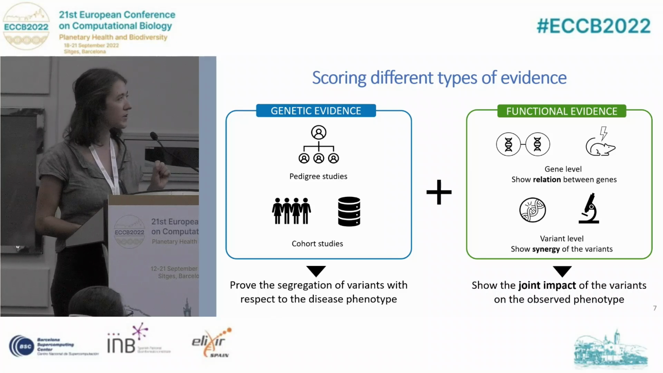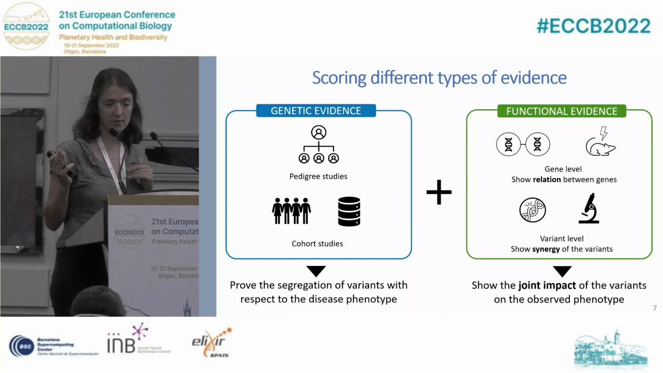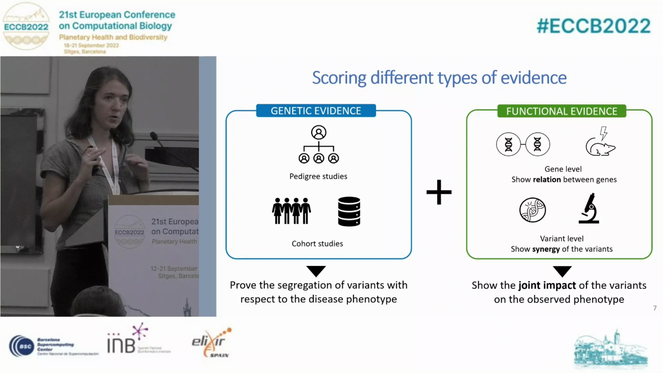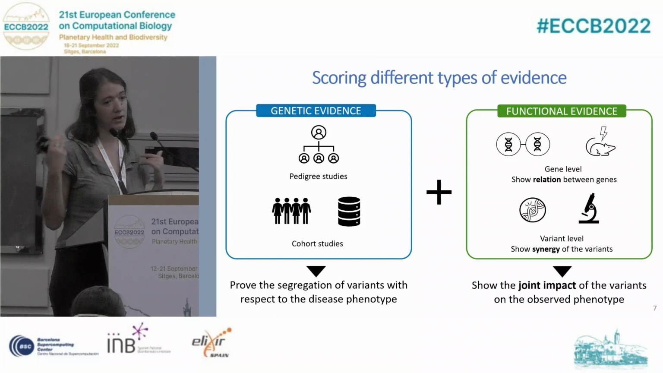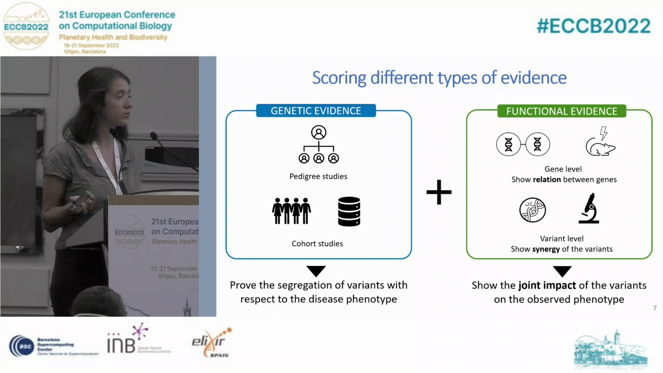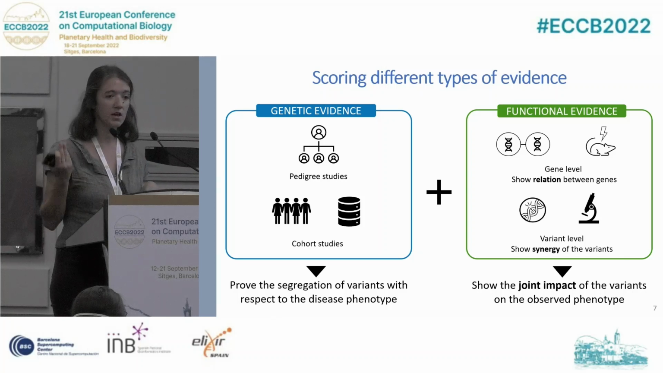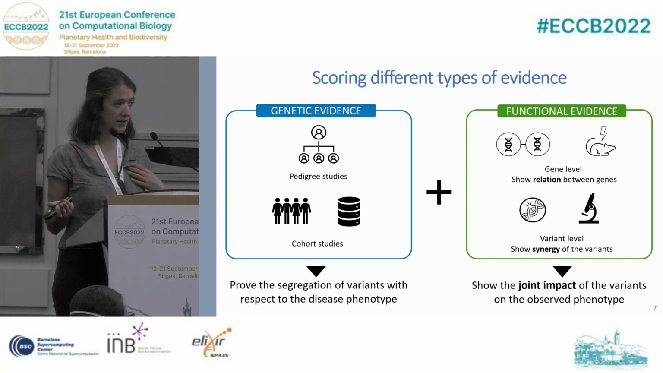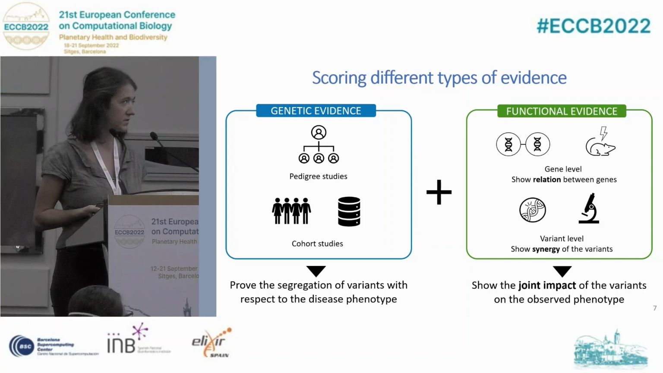Just to give an example, for pedigree studies, we required for the strongest level of evidence to have information from both first-degree and second-degree relatives, and to show that, for example, for a digenic combination, each variant could be seen alone in a healthy individual, but each individual who carried both variants had the disease phenotype.